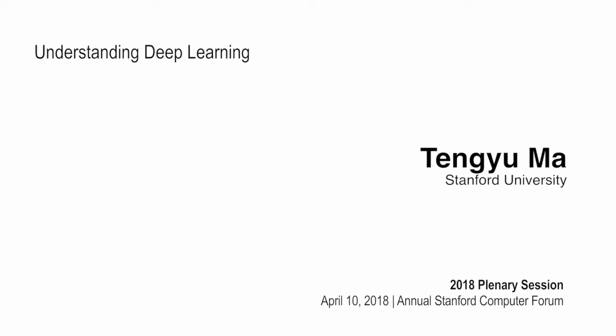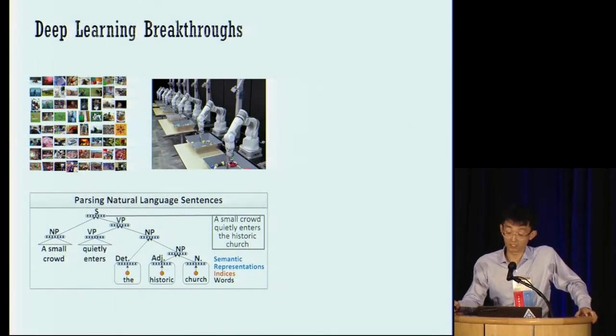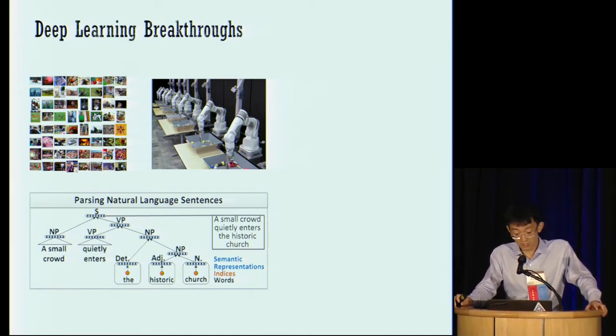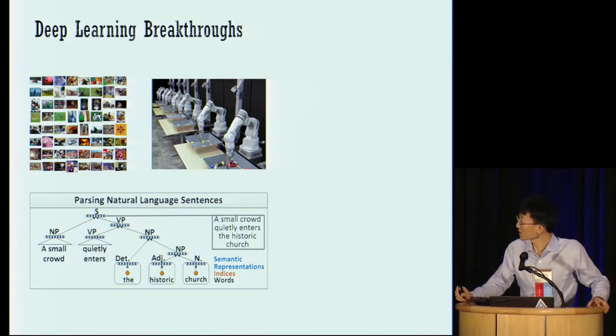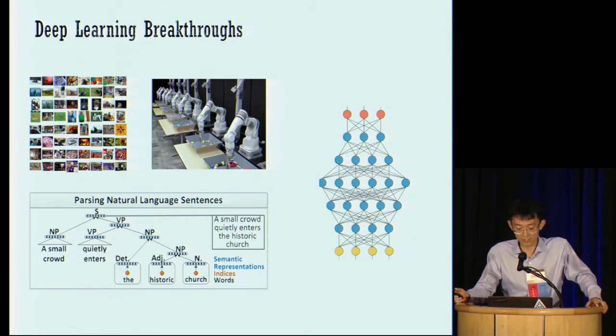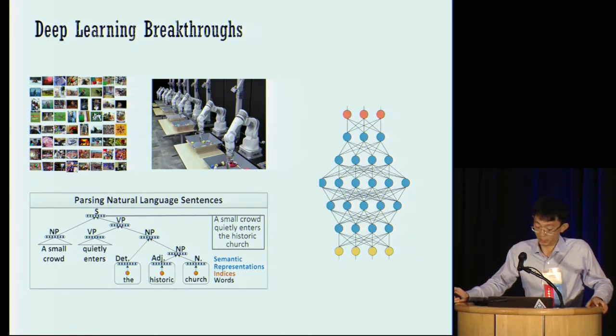My background is machine learning and algorithms, and I'm going to tell you a bit about deep learning and the understanding of deep learning. So we have witnessed that deep learning has made a lot of breakthroughs in many sub-areas of artificial intelligence in the last few years. These include computer vision, robotics, natural language processing, and the common technique behind all of these breakthroughs is the use of neural networks, and in particular, deep neural networks. So how does deep learning work, and how do we make it better?